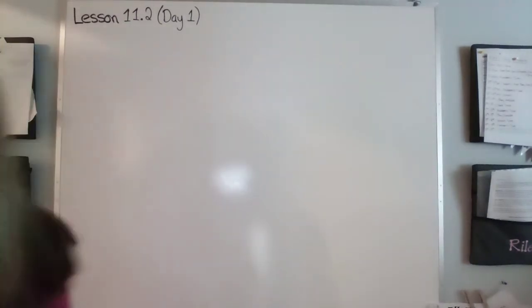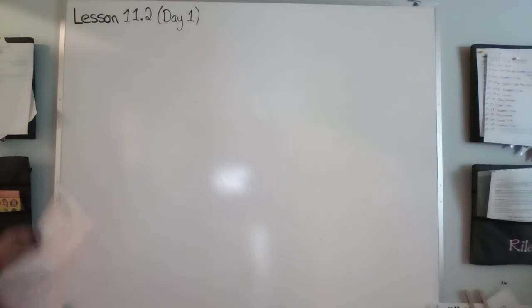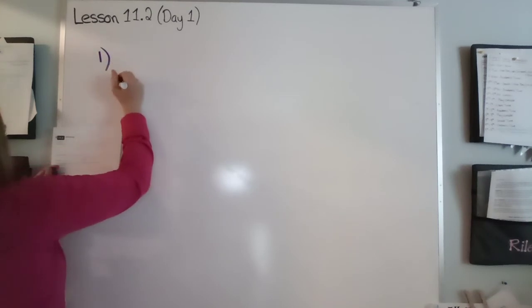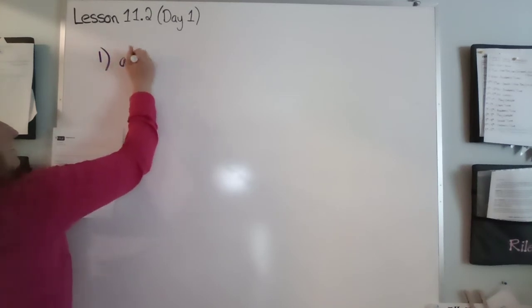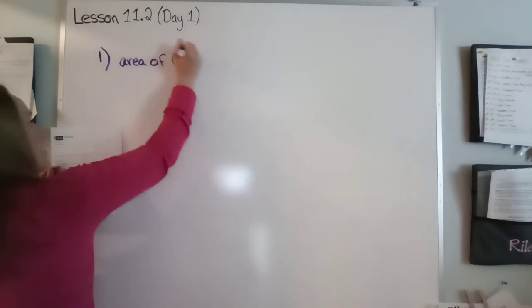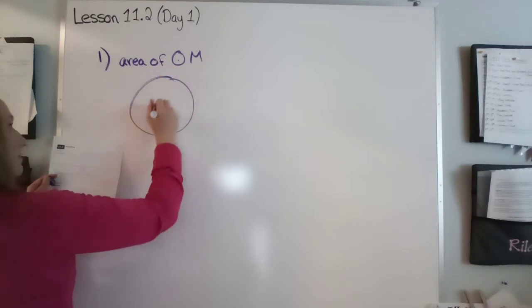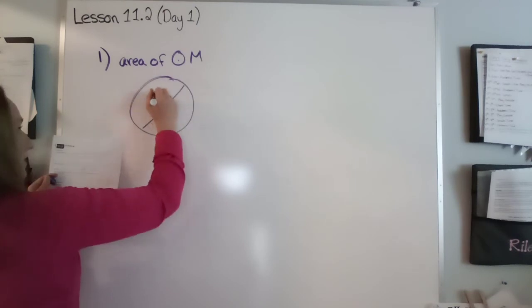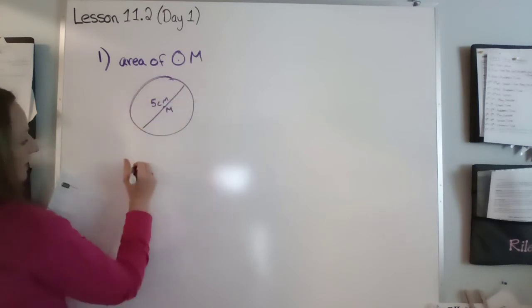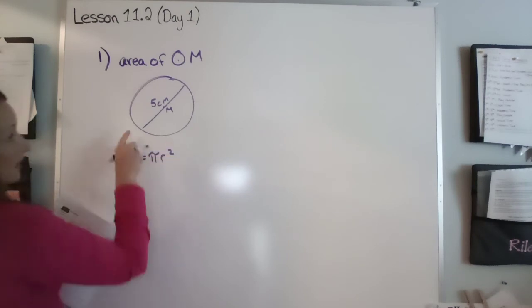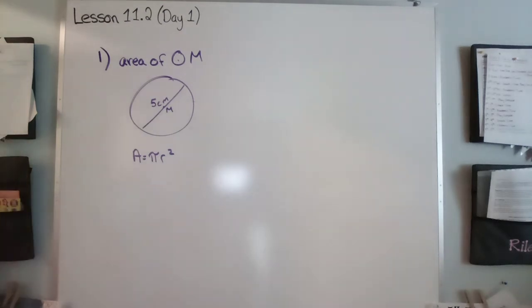Okay, so the first few are quick, nice, easy review type problems. The first example, we want to find the area of circle M, and this is what you're given, a diagram. Here is my M, and you're given the entire diameter is 5 centimeters. Well, if I'm trying to find area, I'm going to write my area formula down, pi r squared. If my diameter is 5, that means my radius is 2.5.